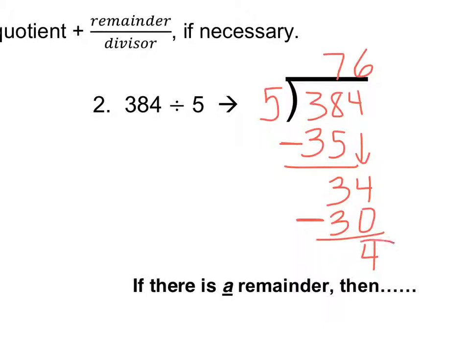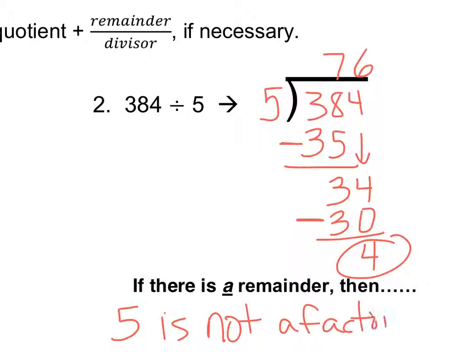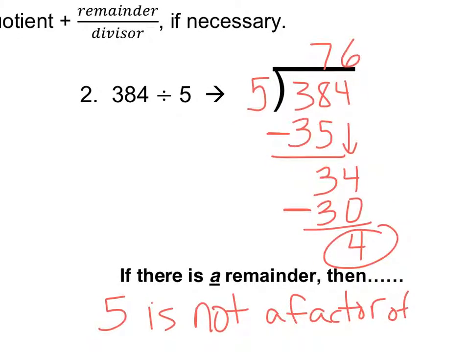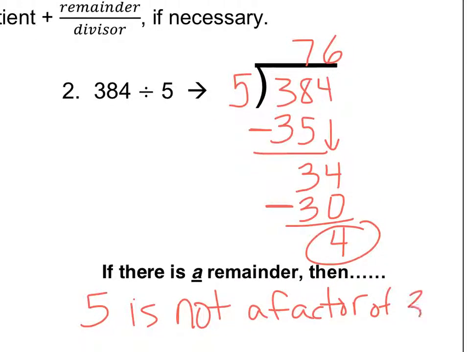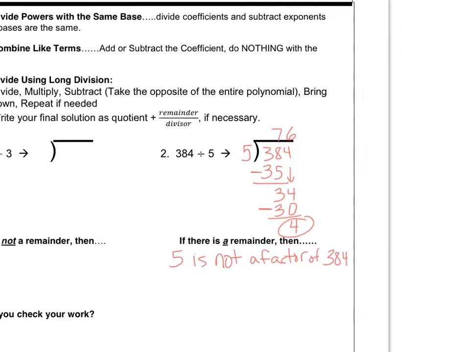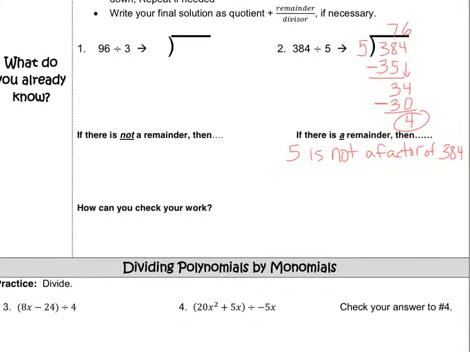If there's a remainder, what that means is that 5 is not a factor of 384. So if there is a remainder, it's not a factor. If 5 had divided into it evenly, then it would be considered a factor. Okay, so that's just getting you back into the process.